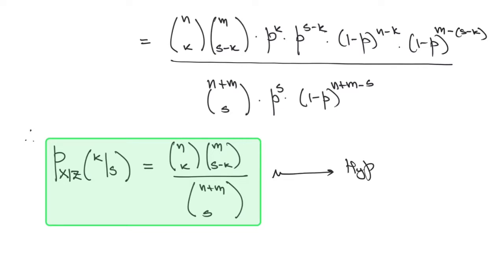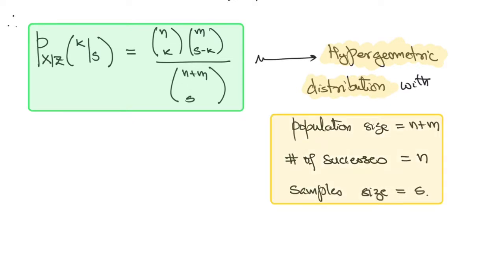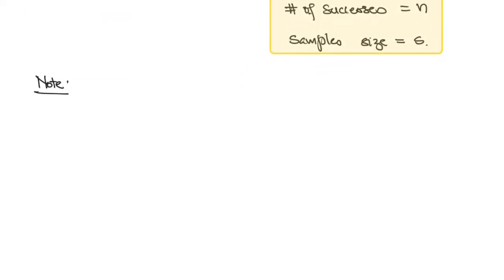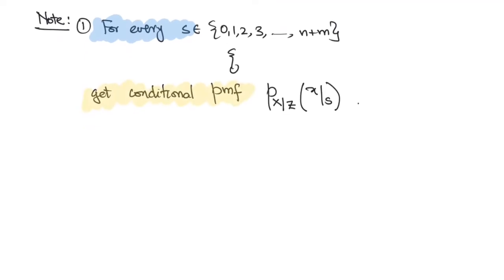Notice that this is exactly the hypergeometric distribution with a population of size n plus m, the number of successes inside the population being equal to n, and we are sampling without replacement a sample of size s. Note that for every s inside the set 0, 1, 2, 3 up to n plus m, we will get a conditional PMF p_{X|Z} of x given s.